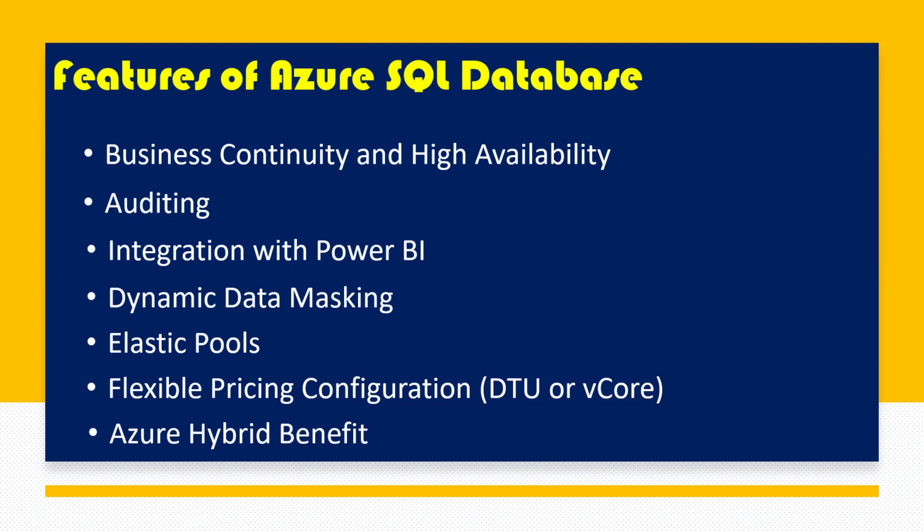Here we have features like business continuity and high availability, auditing, integration with Power BI, dynamic data masking, elastic pools, flexible pricing configuration, and Azure Hybrid Benefit. What is the meaning of business continuity and high availability? For everything we have a separate individual session, but now I will tell you at a high level, in a theoretical way. So what is the meaning of business continuity and high availability?